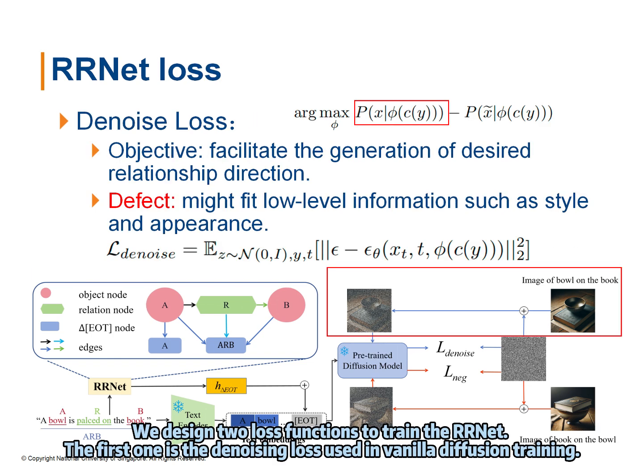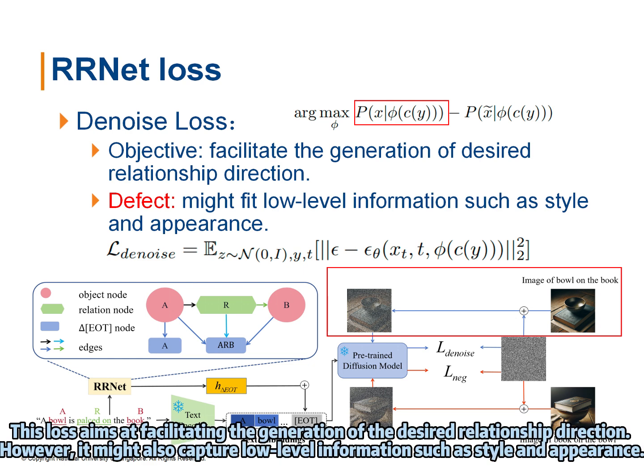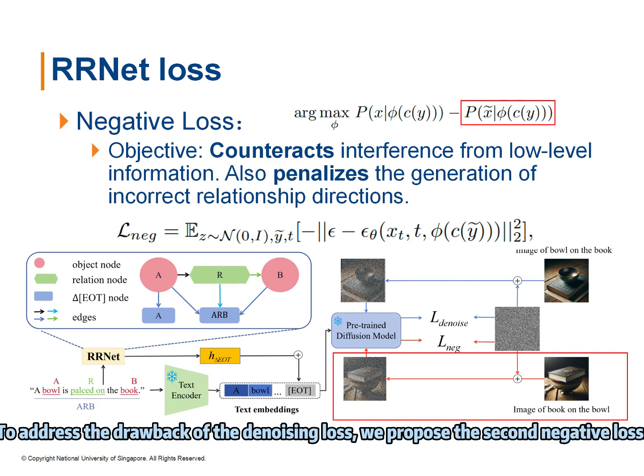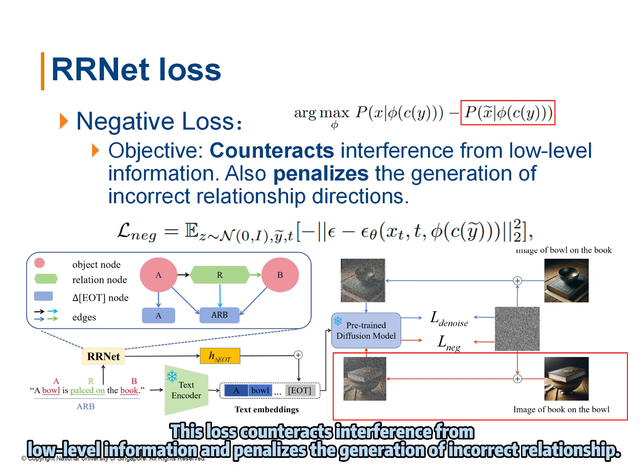The first one is the denoising loss used in vanilla diffusion training. This loss aims at facilitating the generation of the desired relationship direction. However, it might also capture low-level information such as style and appearance. To address the drawback of the denoising loss, we propose the second, negative loss. This loss counteracts interference from low-level information and penalizes the generation of incorrect relationships.